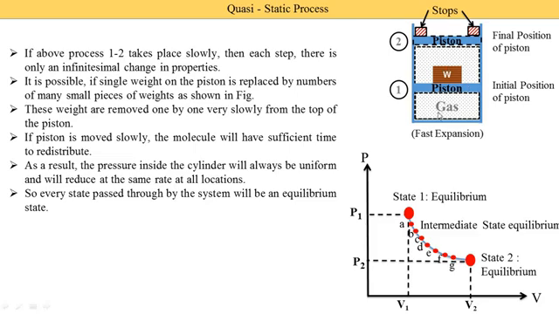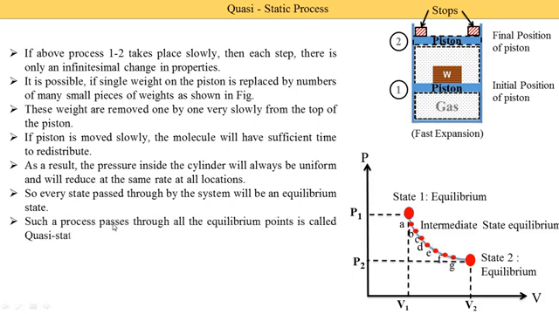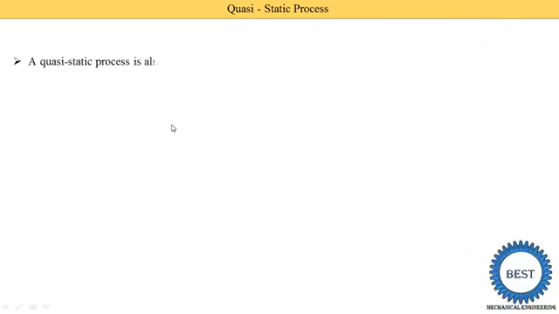So after removing A, we get state A. Then after we remove weight B, we get point B. Similarly we proceed removing the weights one by one and we get the complete process. Such a process, passing through all equilibrium points, is called a quasi-static process. Here you see all the states are in equilibrium condition. That's why this process 1 to 2 is called a quasi-static process. A quasi-static process is also called a reversible process.